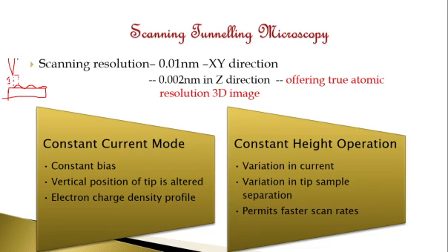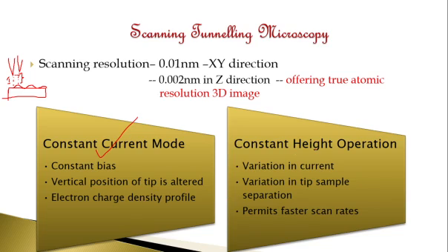So what has to be done? The tip has to be moved up, so that it is maintaining constant separation between the tip and the sample surface, and hence ensuring the constant current. So at each point, the tip has to move up or down so that there is constant separation between the sample surface and the tip, and hence you'll be getting constant current. For that, we'll be putting a constant bias, and the vertical position of the tip is hence altered, and you'll get an electron charge density profile.